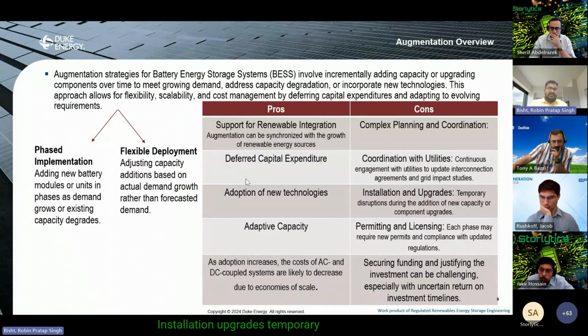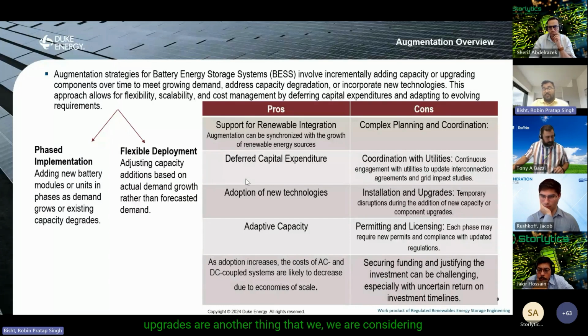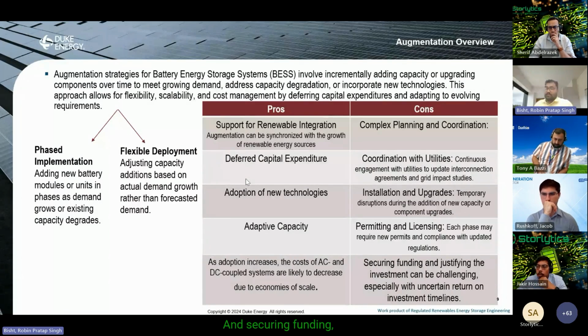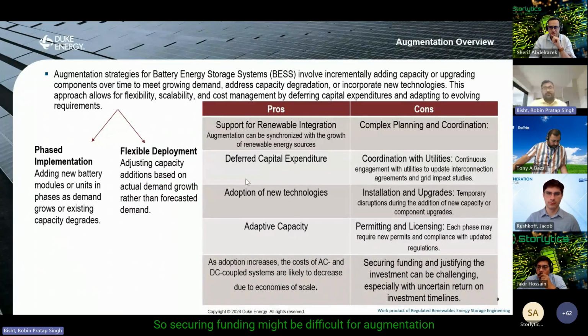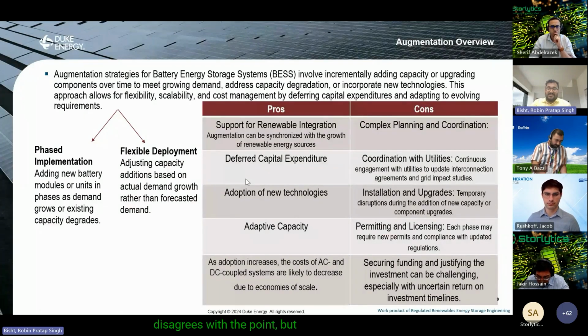Installation upgrades, temporary disruptions, obviously during augmentation, addition of new capacity, component upgrades are another thing that we need to consider when we are talking about augmentation. And securing funding, right? I think one of the things that we don't talk about is justifying augmentation as an investment. So securing funding might be difficult for augmentation projects. Maybe there's a person out there that disagrees with the point, but right now that's what we're seeing: justifying the investment for augmentation. Overbuild is heavily considered as a much safer route for utilities right now.